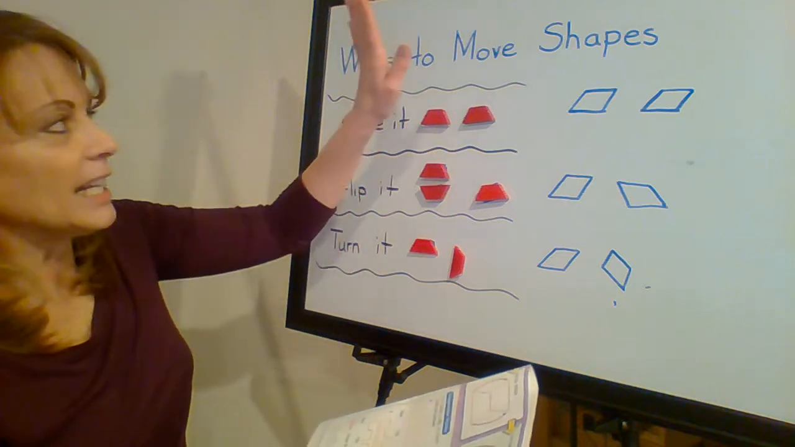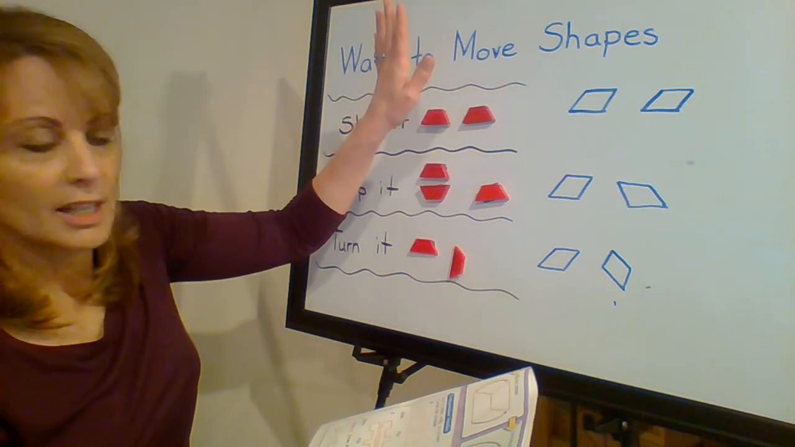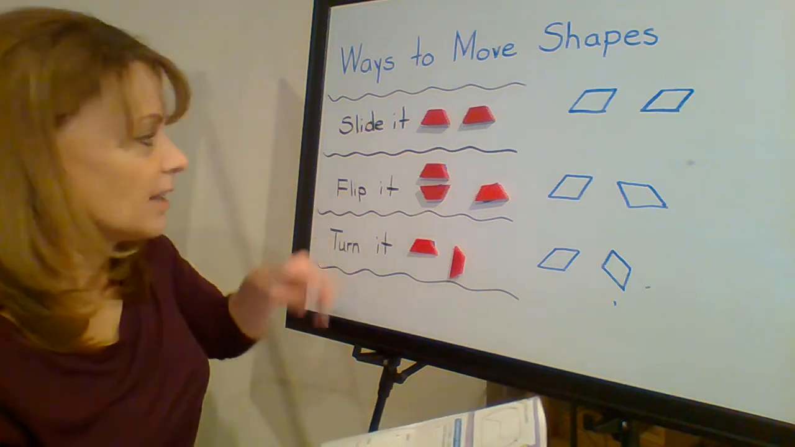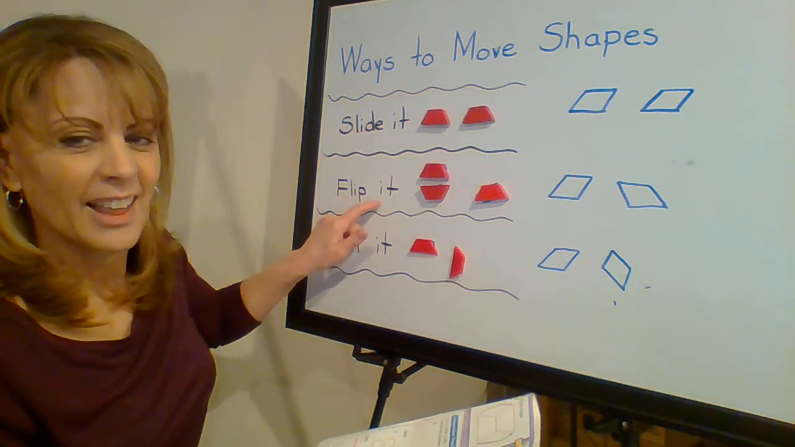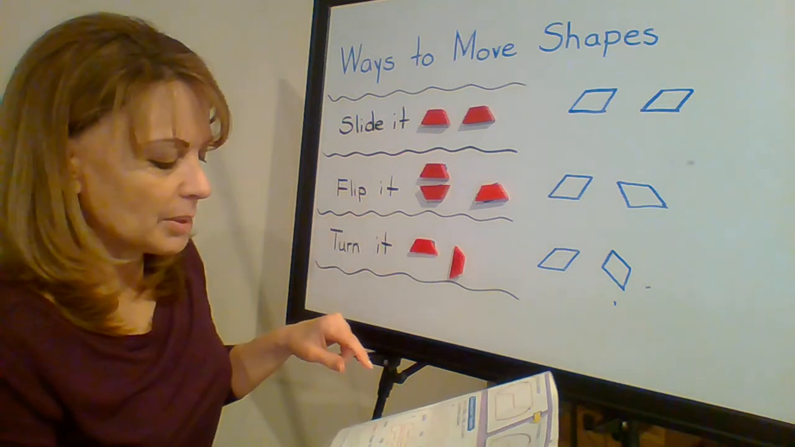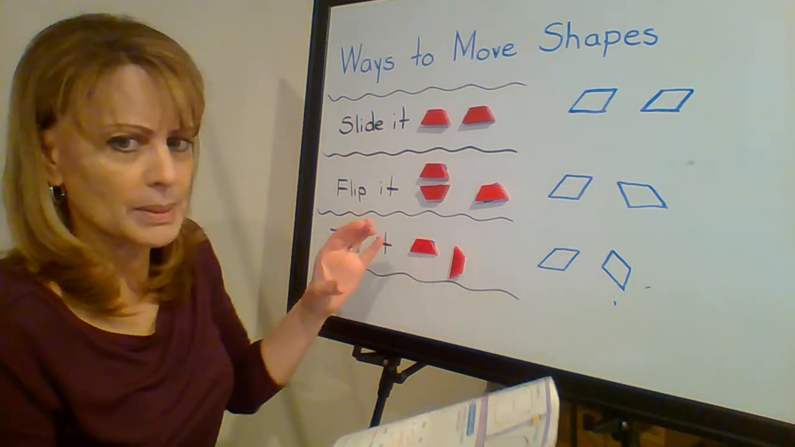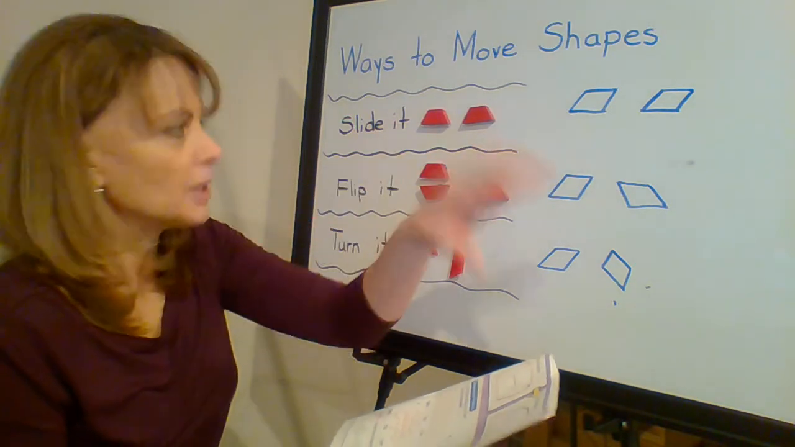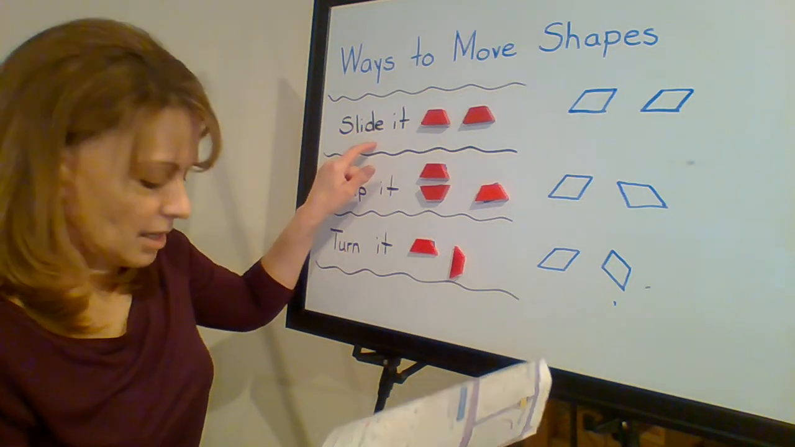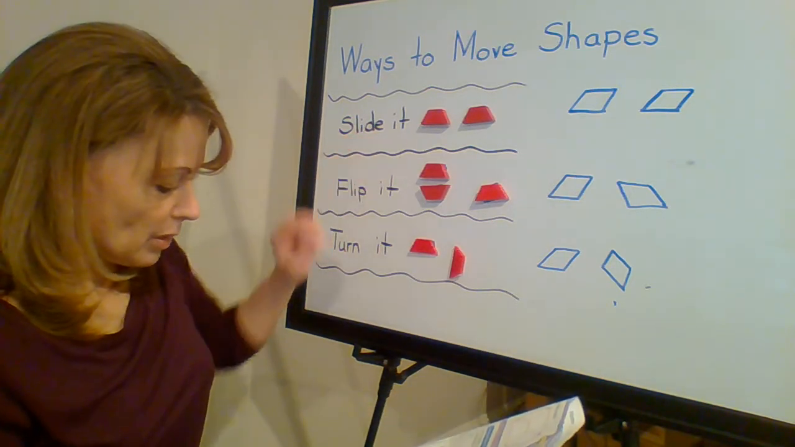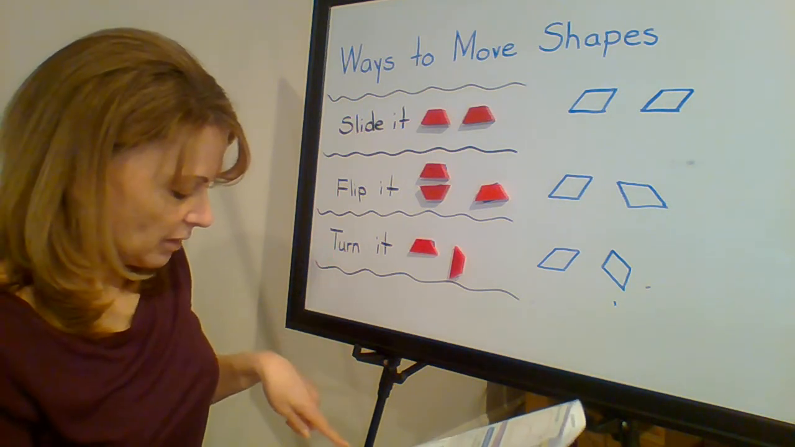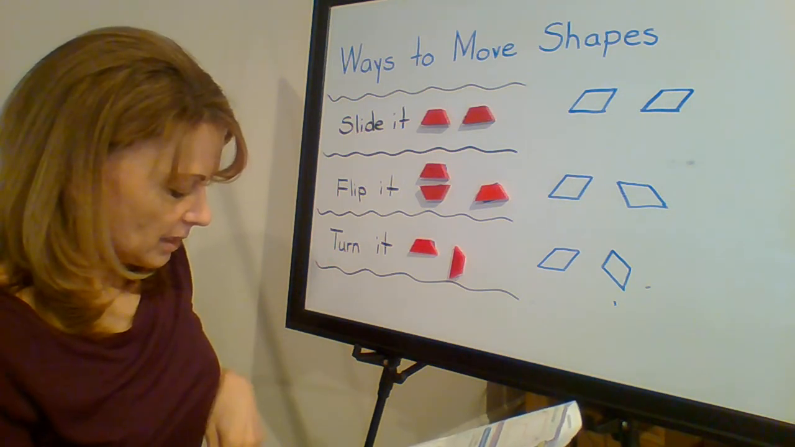Look at number 5. Kind of looks like an E, doesn't it? The letter E. And then it's completely, what did they do to it? They flipped it. It's a flip. And look at number 6. That shape is exactly the same. It's just moved. So that is a slide. So number 3 was a flip. Number 4 was a turn. Number 5 was a flip. And number 6 was a slide.